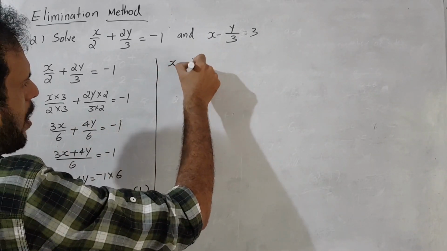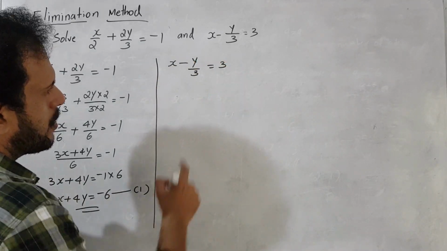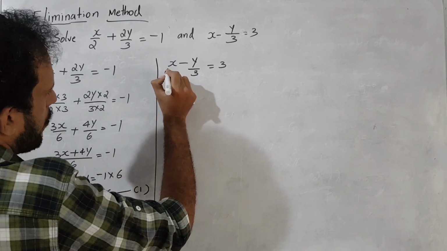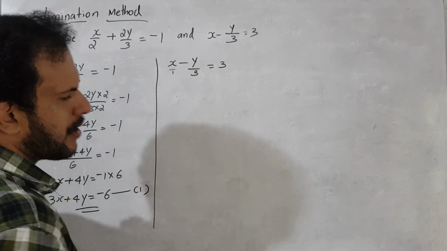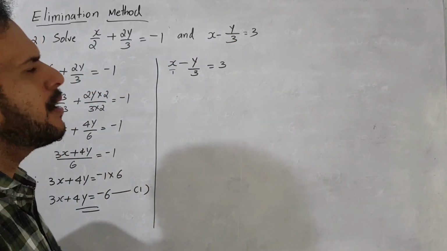x minus y by 3 is equal to 3. So, this one is in the form of a fraction. This one is not in the form of a fraction. So, we make this one. It's not necessary to make the fraction. You just cross multiply, then also you get the answer.